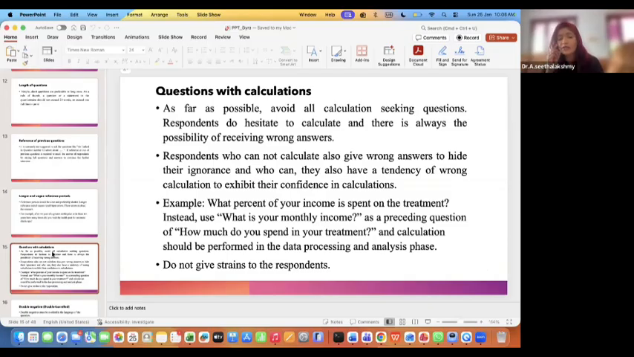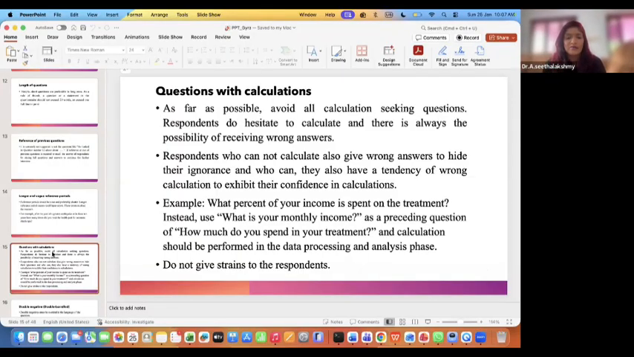Another major thing to avoid is calculation. Generally when you ask about income or age, don't expect them to calculate, even though for you it is a simple calculation. Can't you calculate from your birth date? No, sorry, don't expect your respondents to manage it. They may face difficulty, even if it is very simple for you, and it will lead to wrong responses or error in your research.